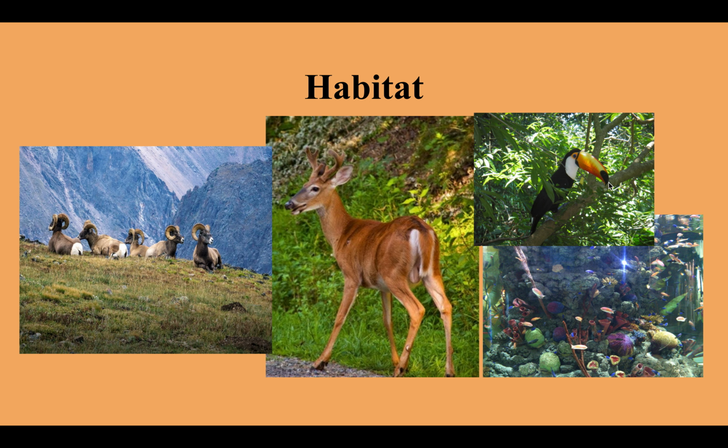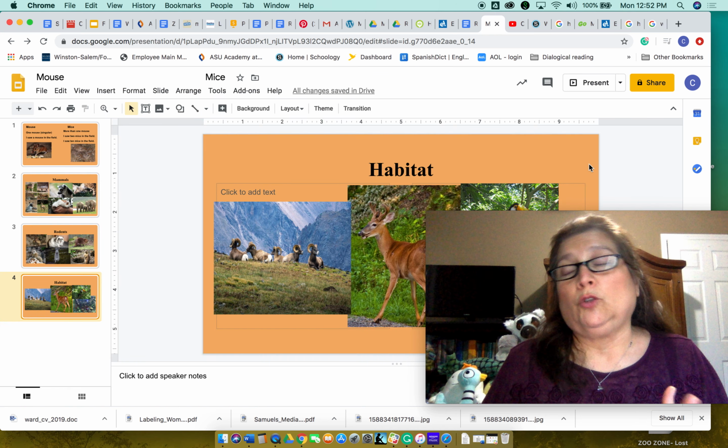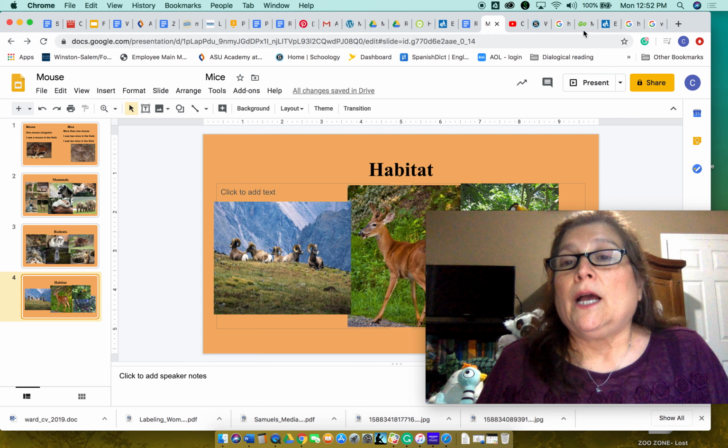Here we see a toucan. I love toucans. And they live in the rainforest. It's really hot and humid in the rainforest. And here we have fish, and their habitat can be either in the ocean, rivers and streams, and it's the water. Okay, so those are the words that I wanted you to learn because we're going to be seeing them as we read our book.